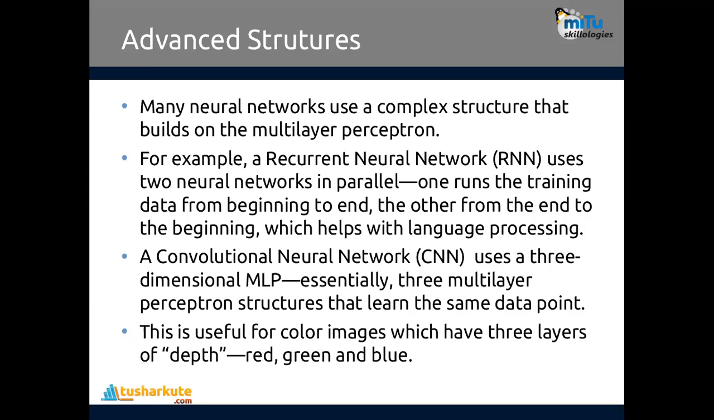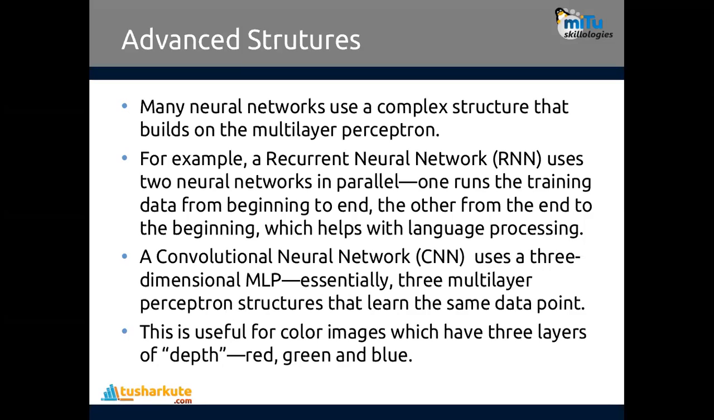Another advanced structure created from the MLP is the convolutional neural network, which we call a CNN, which uses a three-dimensional MLP. Generally, we use convolutional networks for image processing applications, many times when RGB values are there. It is a very commonly used technique derived from the MLP. Essentially, it is a multi-layer perceptron structure that learns the same data points, and multiple layers of convolution are added in the CNN.